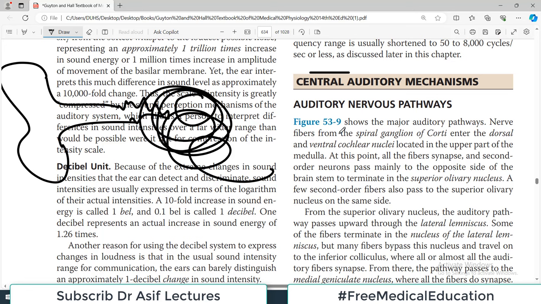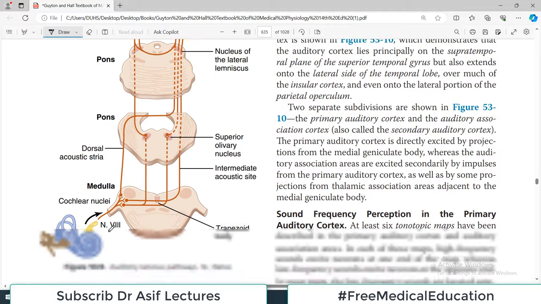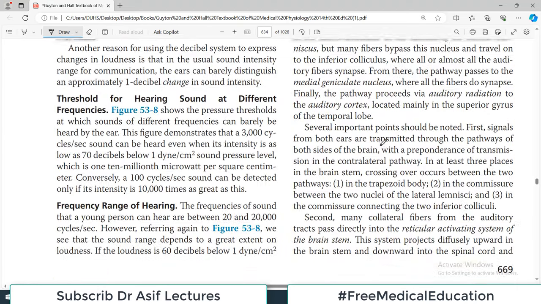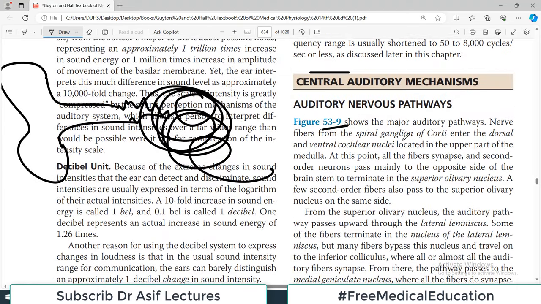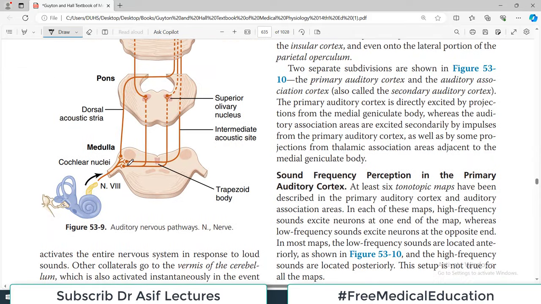Anyways, we'll talk about the auditory pathway, which is depicted in this image. And we'll have a look at the image in a moment. So this particular diagram is a good one, which starts from the cochlea, and then the signal goes to the central nervous system. So let's start reading about it. It shows the major auditory pathways. Nerve fibers from the spiral ganglion of Corti enter the dorsal and ventral cochlear nuclei located in the upper part of the medulla. So here they enter, in the upper part of the medulla.